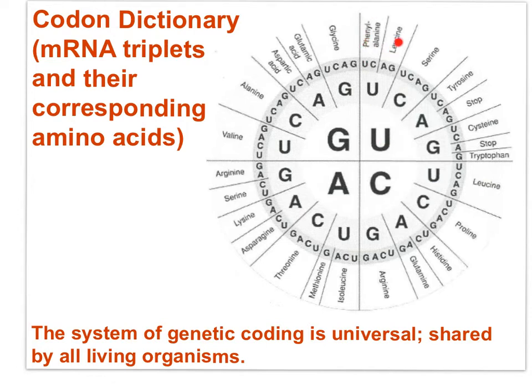UUU codes for phenylalanine. AUG codes for methionine. And 3 codons do not code for any amino acid. These are called the stop codons, AUA, AUG, and AGA. Stop codons bring translation to an end.